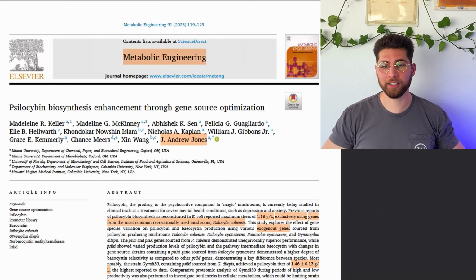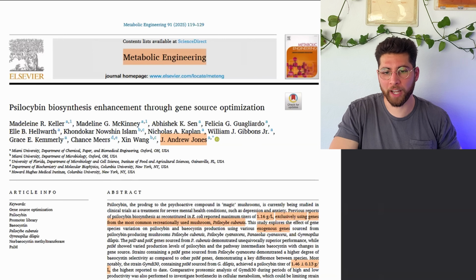Today I have a very exciting article that was published this month, end of last month, really recently from the Jones Lab on producing really high quantities of psilocybin in genetically modified bacteria. So this is the paper that we will be looking at today.